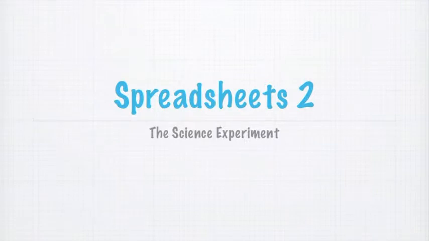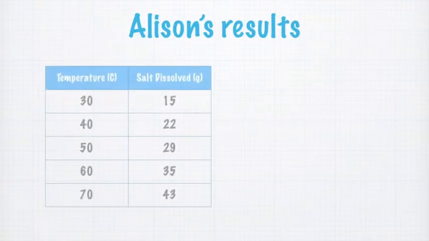What we're going to do in this activity is have a look at analysing a science experiment. Now on the website you'll see some details, not full details from a write-up, but just the results, which is the bit that we're interested in for this activity. And here are Alison's results. As you can see, we've got the temperature recorded and the salt dissolved recorded.